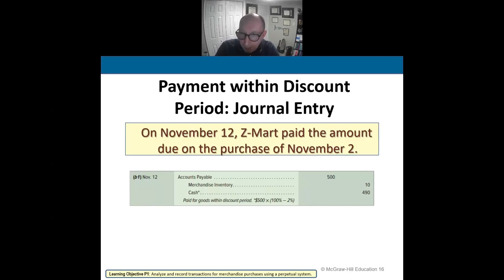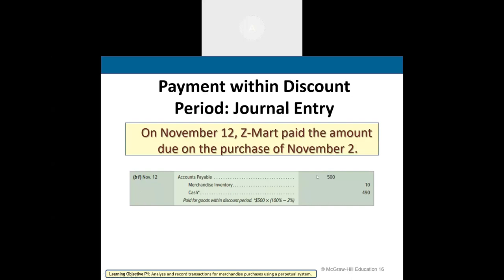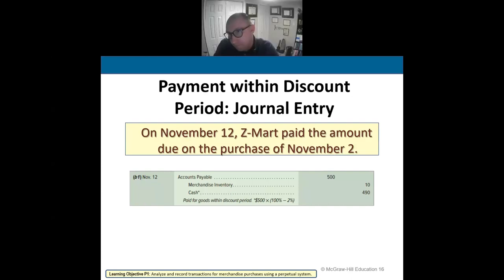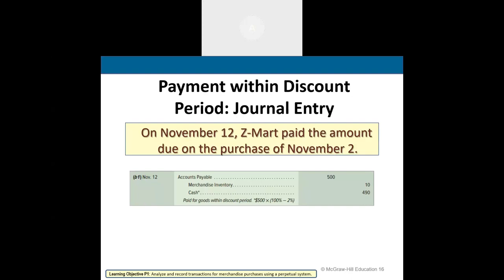Make sense? Good. Just a question. Why would we put 500? We didn't pay 500 because we paid in 10 days. That's right, we paid 490. So accounts payable, they pay 490. And is it a debit? Because debit means plus, right?